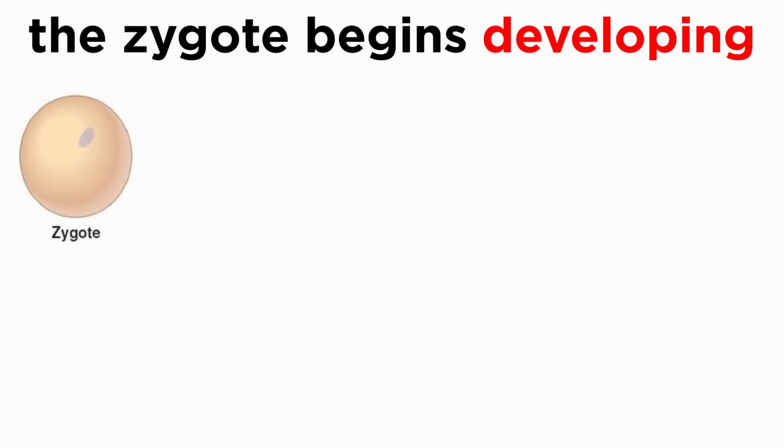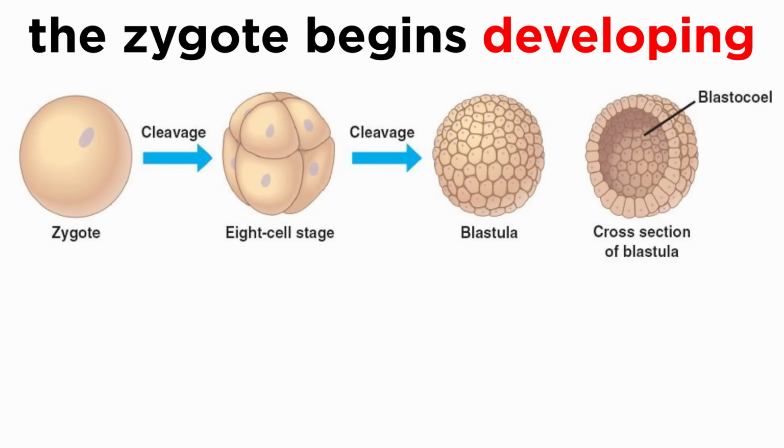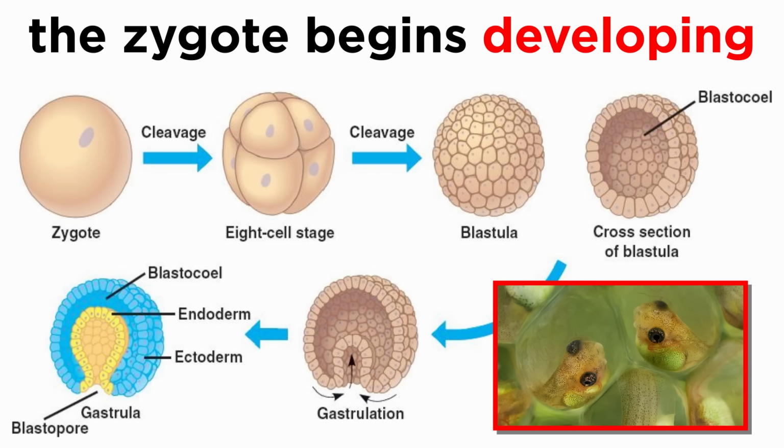These fertilized eggs, or zygotes, then begin developing almost immediately and become a hollow ball of cells, or blastula, through repeated division, or cleavage, which undergoes gastrulation and develops into an embryo with a tail bud.